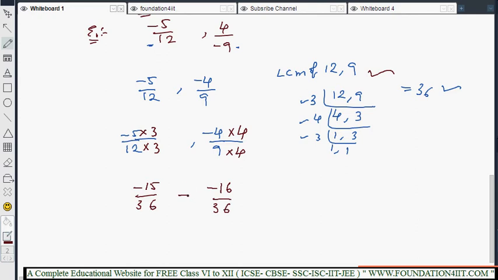Now we need to add this sum, that is minus 15 plus minus 16 by 36, because the denominator is the same now. So minus 15 plus minus 16 is minus 31 by 36. So after doing that, if it is possible we can simplify, otherwise you can leave that. Minus 31 by 36 is the sum of these numbers.